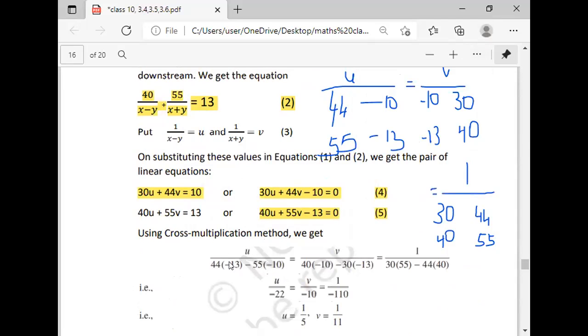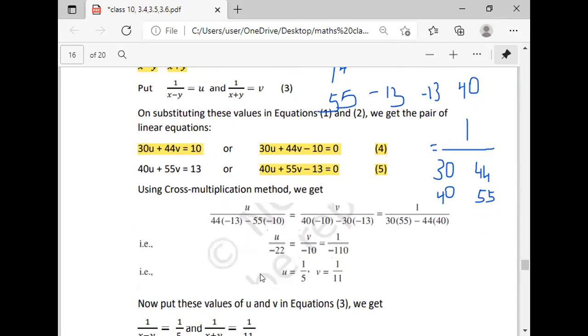So u divided by 44 into minus 13 minus 55 into minus 10 is equal to v by 40 into minus 10 minus 30 into minus 13, is equal to 1 divided by 30 into 55 minus 44 into 40. When we solve it, we find u is equal to 1 by 5 and v is equal to 1 by 11. Is it the final answer? No, sir. We have to change it to our given information, that is x and y.